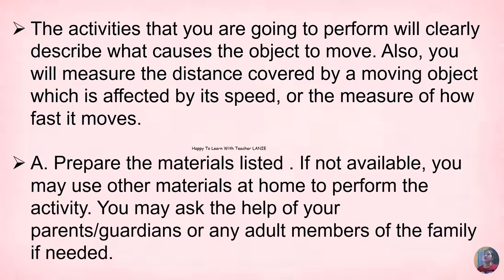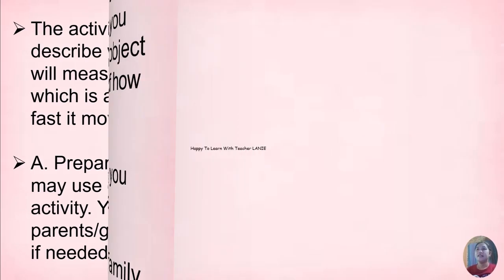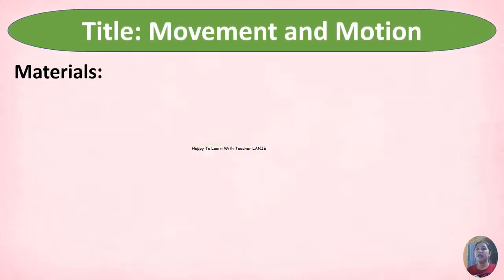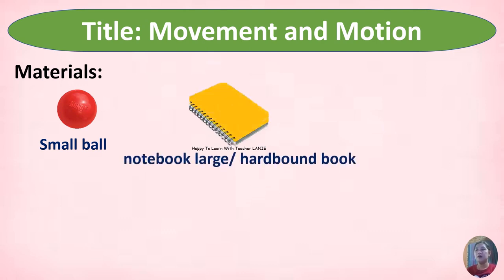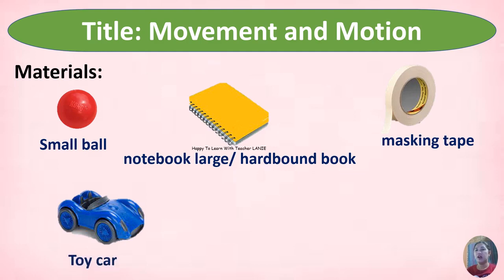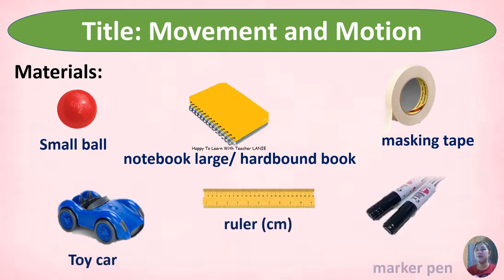Letter A, prepare the materials listed. If not available, you may use other materials at home to perform the activity. You may ask the help of your parents, guardians, or any adult members of the family if needed. Title: Movement and Motion. Materials: small ball, notebook, large or hardbound book, masking tape, toy car, ruler, marker pen.